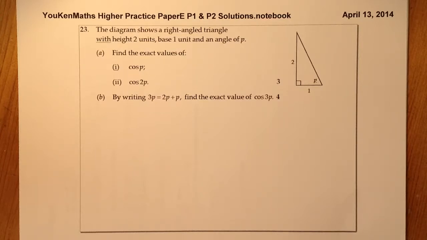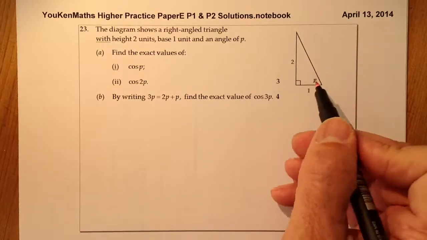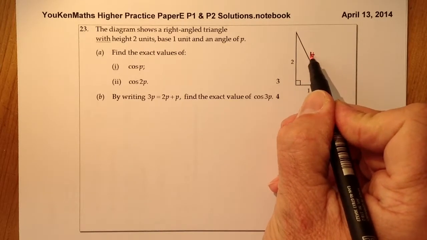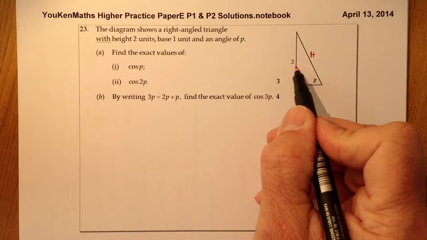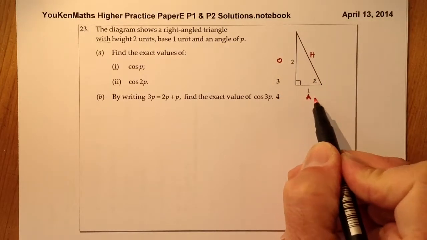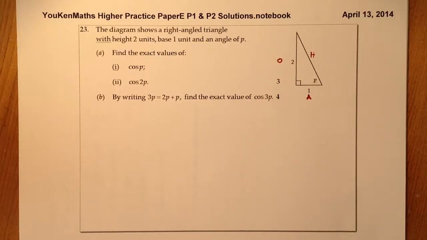Cosine P will be quite straightforward, just using a bit of the SOHCAHTOA that I know. Cosine 2P, I'll use a formula sheet for that. So let's go for the first part. Let's set up this triangle anyway. This is the hypotenuse here. Across from here will be the opposite side. This side here will be the adjacent side that's left.